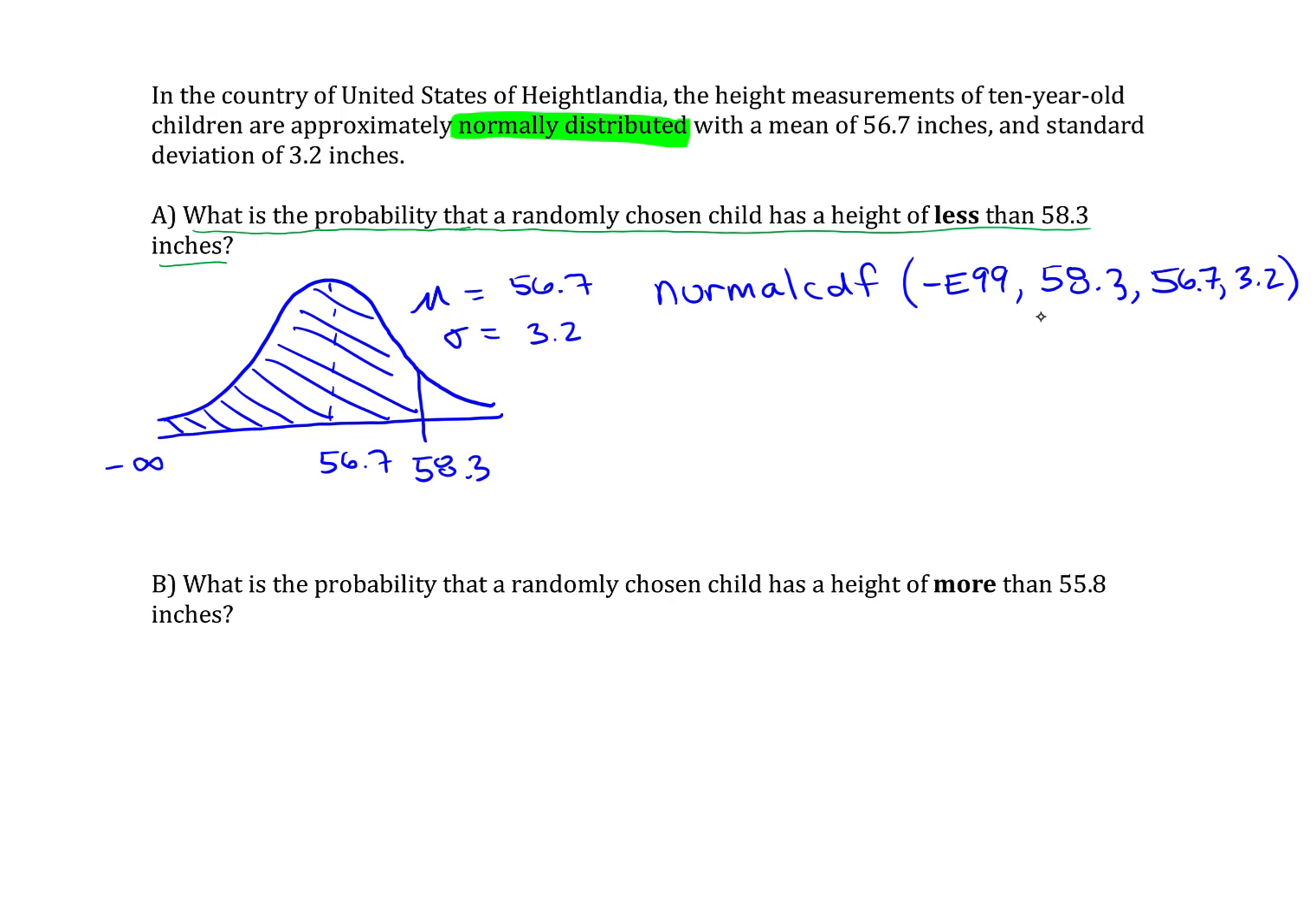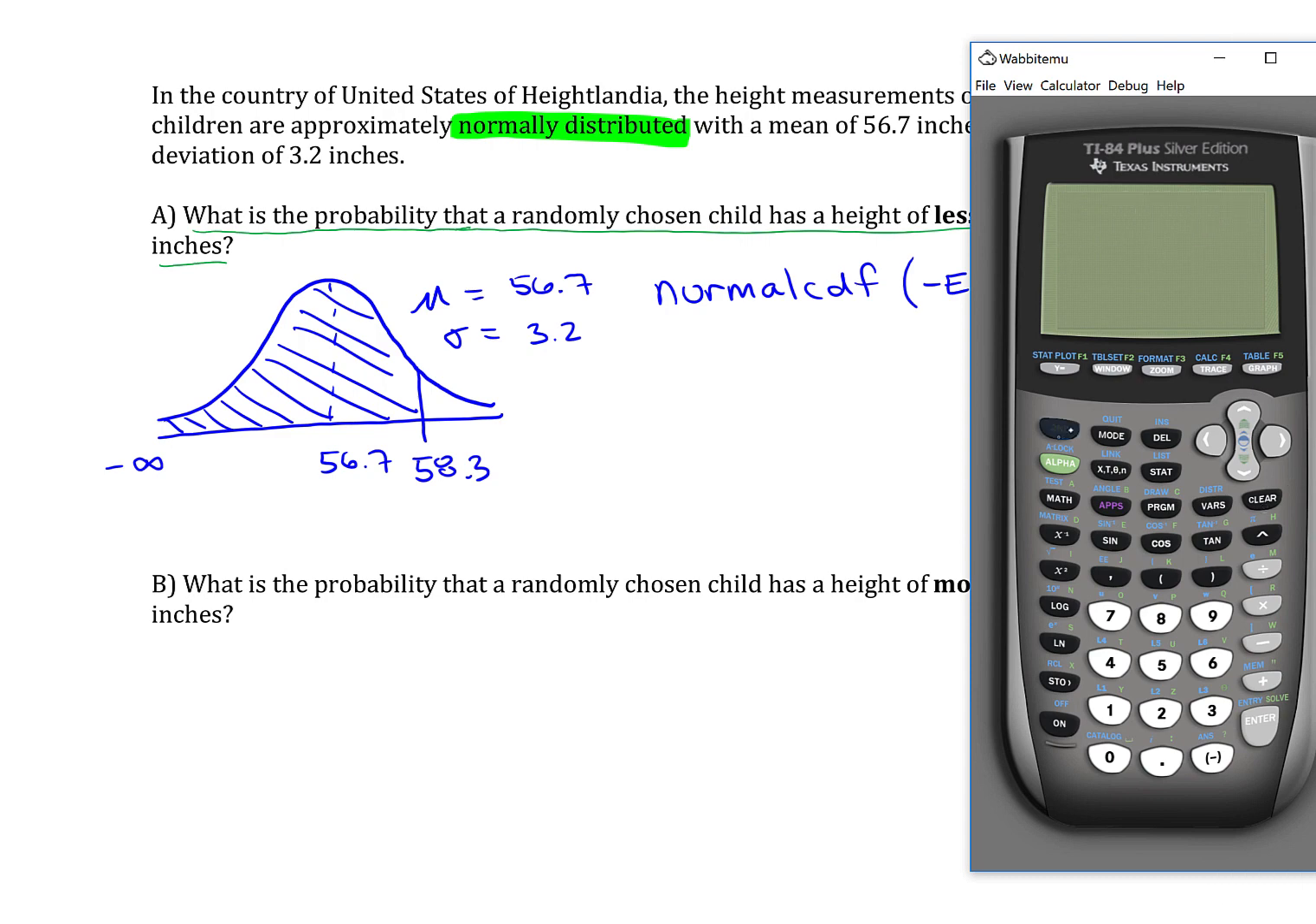Now this is very nice, giving it the 4 different values, because otherwise you'd have to calculate z-scores for at least the 58.3. And that z-score is probably going to then need to be rounded off to a certain number of decimals, which can affect the accuracy of your final answer. In this case, the calculator makes sure you're using the most decimals to get the best approximation you can.